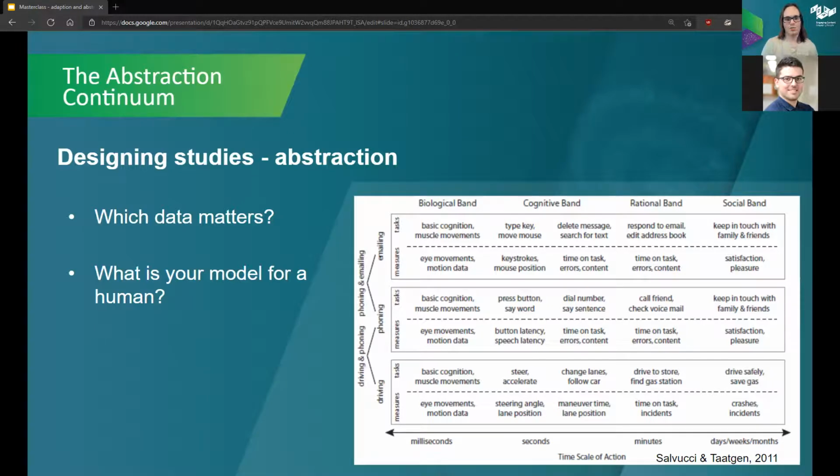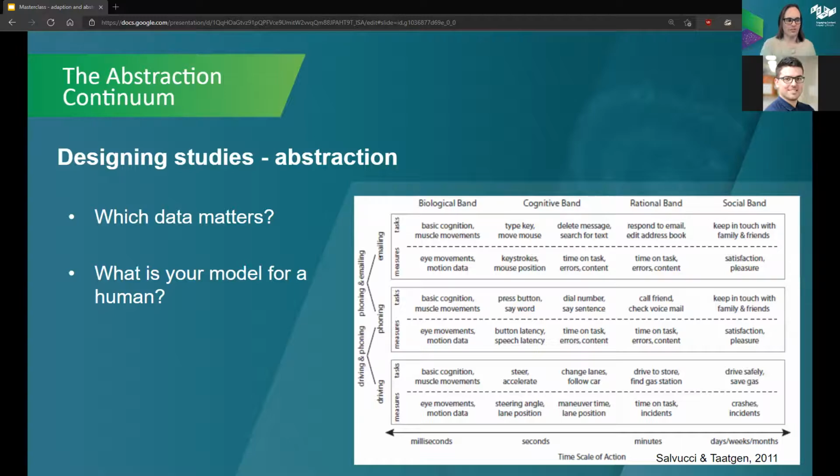So Alan Newell, one of the forefathers of HCI as a scientific discipline, described this fundamental richness of human behavior by saying that human behavior exists along a time scale of actions. We can look at human behavior in different bands or different levels of action, ranging from how long a behavior takes to how much intention and conscious decision making is going on at that level.